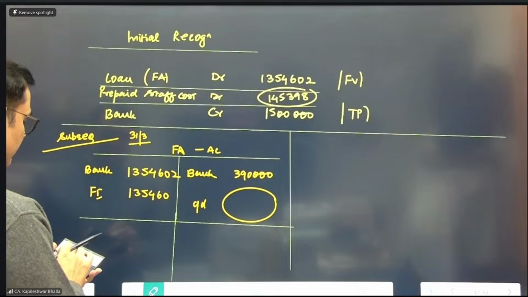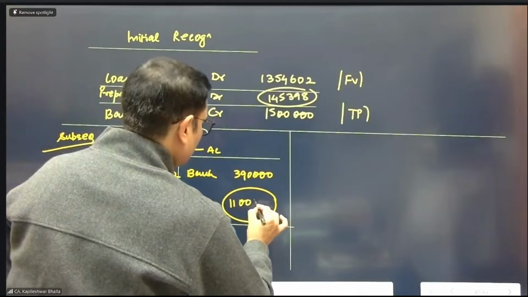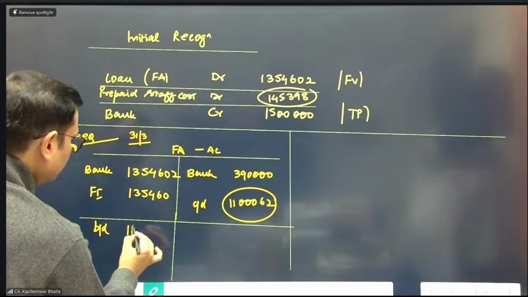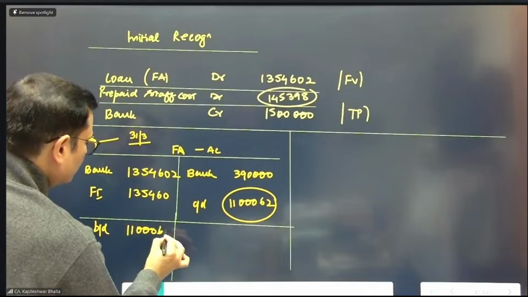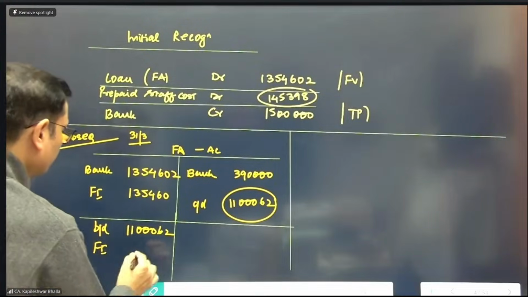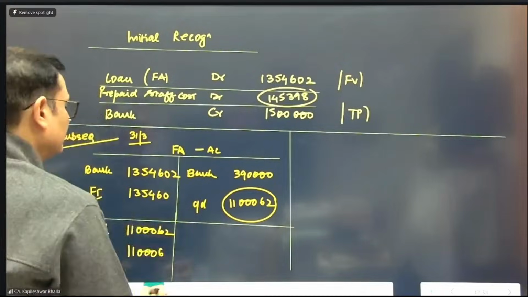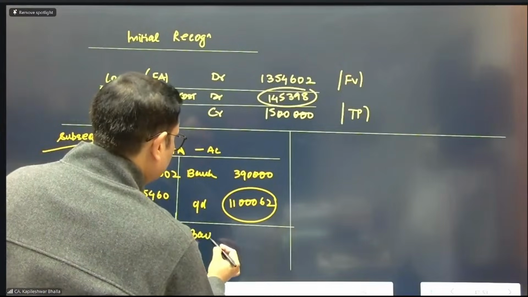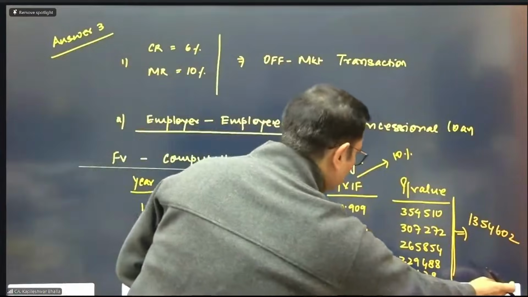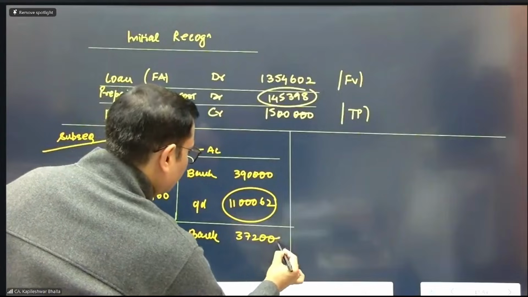So this balancing figure works out at, I think, 11,00,062. So this becomes a balance BD 11,00,062. Again, you take the finance income at the rate of 10%, 11,006. And then you receive the money, and this is going to be 3,72,000 for the second year. And we get the balance CD.